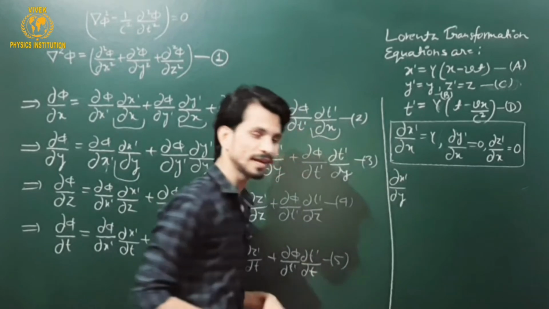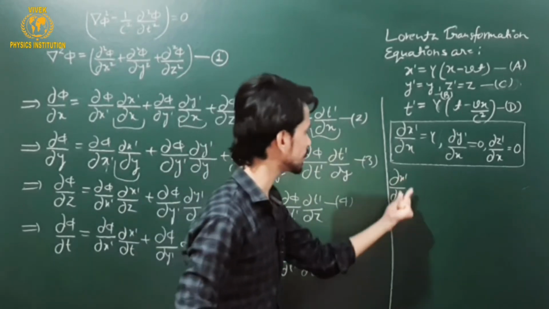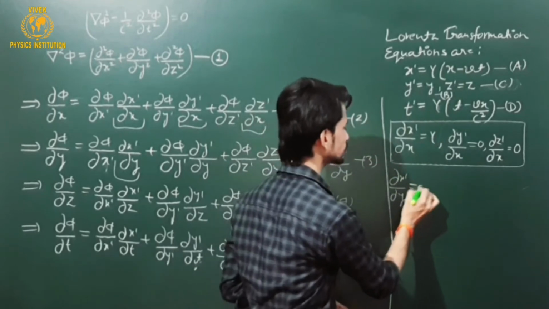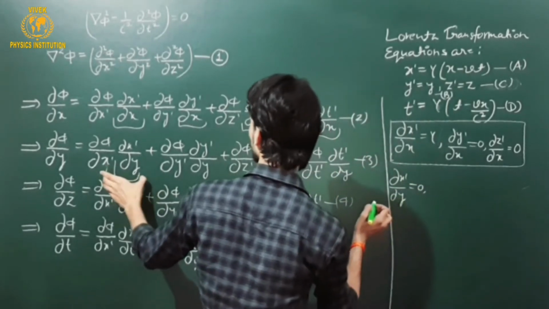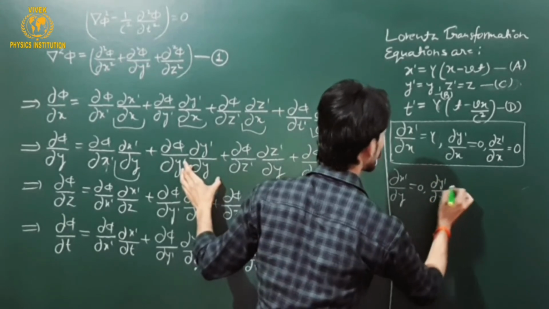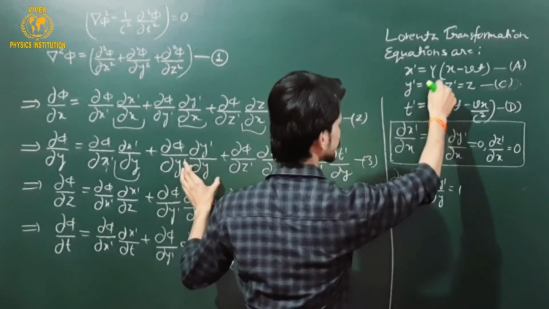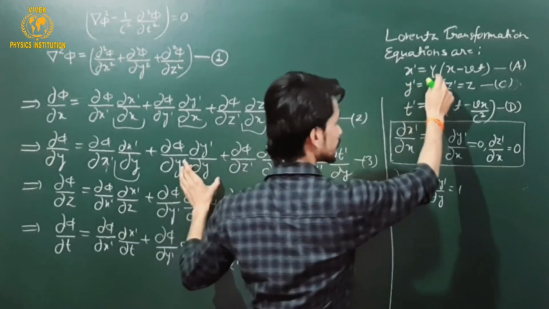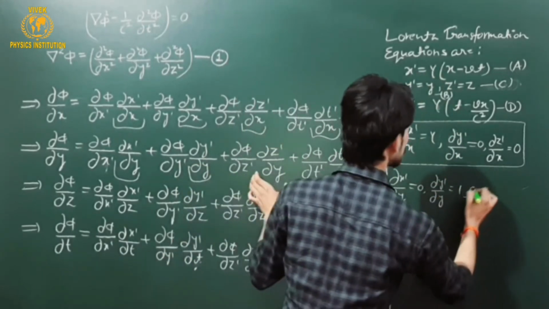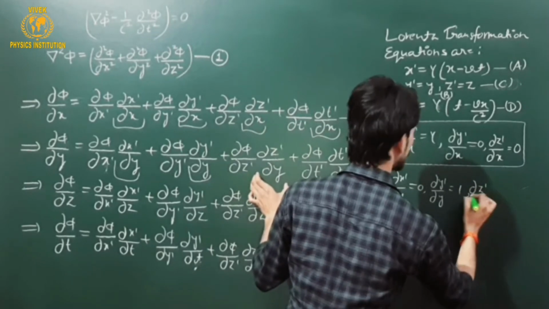It means the differentiation of x' with respect to y. From here there is no y, so this will be 0. I found this value. The value of ∂y'/∂y will be 1, because the differentiation of y' with respect to y is 1. This value is done. Now this is ∂z'/∂y.